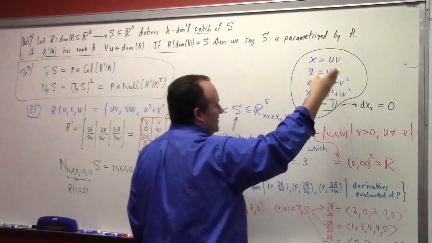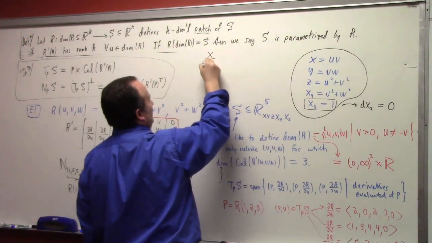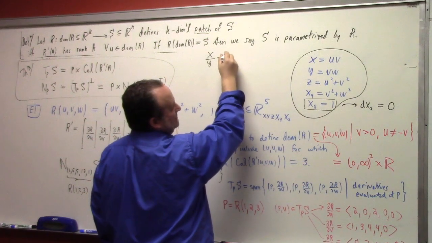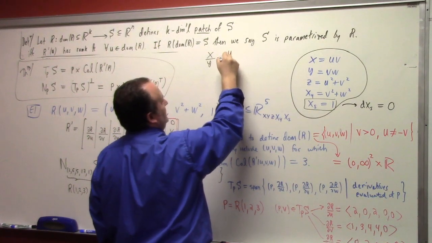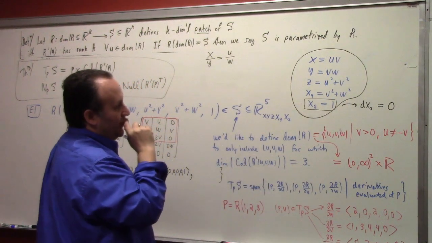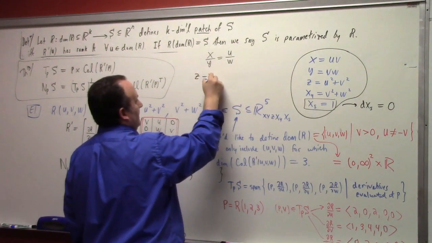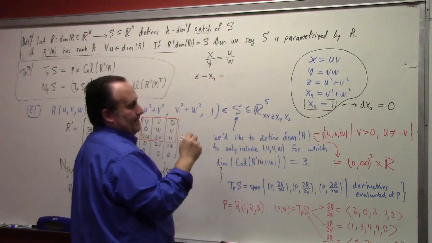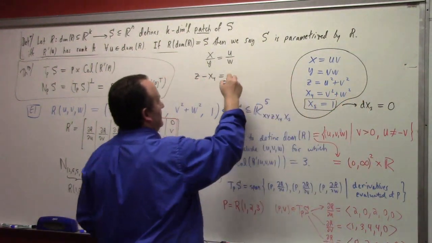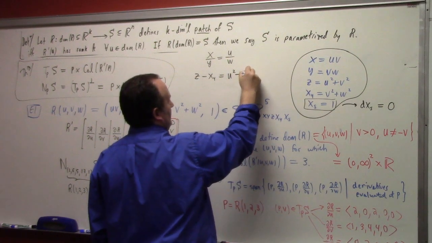What games can I play here, maybe? X over Y. Oh, X over Y, I like that. That's a nice game to play. That's a very nice game. U over W. So that gives you what? The V's cancel? U over W, okay. So, oh, what about Z minus X4? So subtract these equations, right?